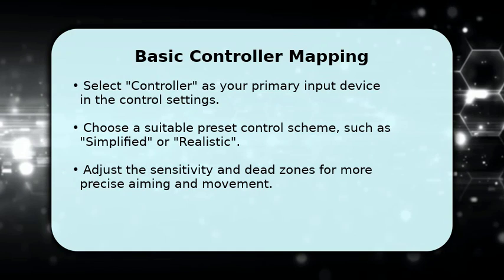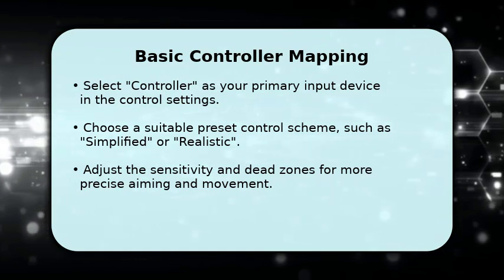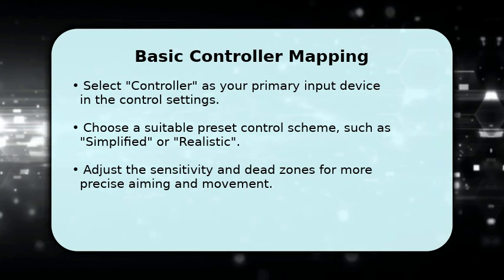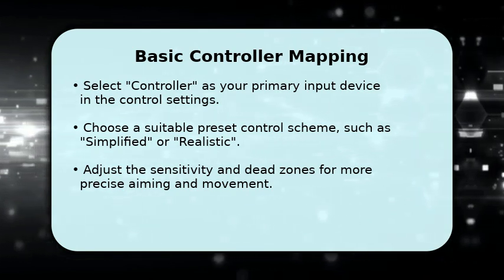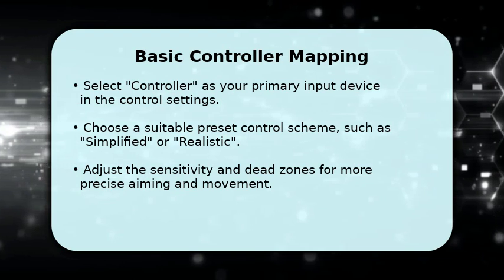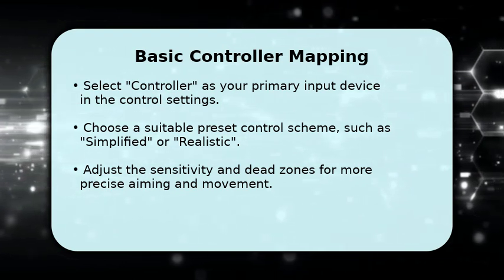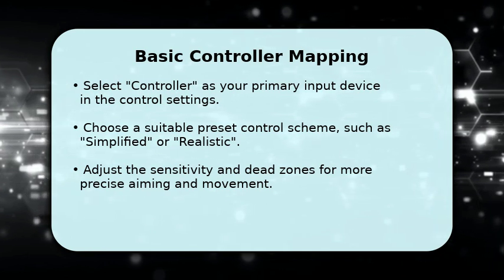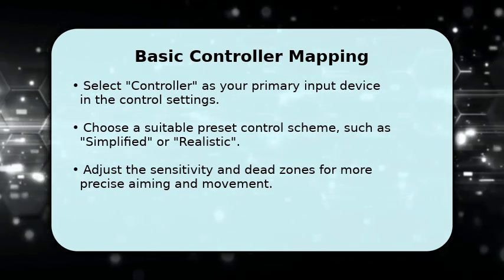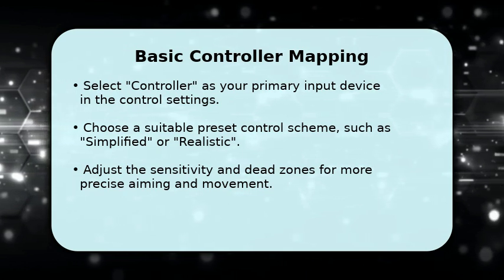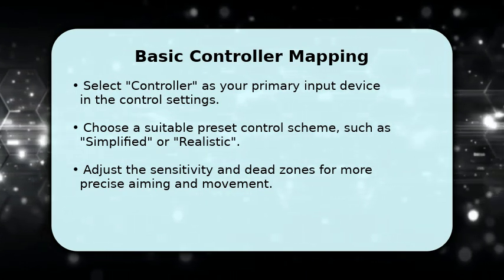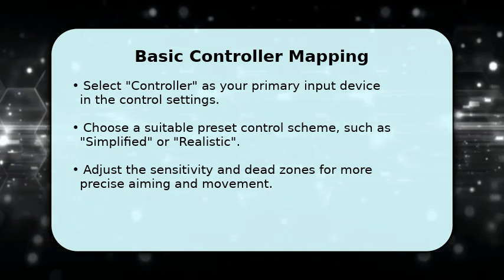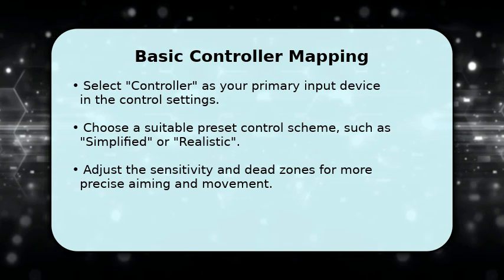Now that your controller is recognized, the next step is to configure the basic mapping. In the Controls section, make sure to select Controller as your active input device. War Thunder offers several preset control schemes, like Simplified or Realistic, which provide a good starting point. Choose one that best suits your initial comfort level. Additionally, take a moment to adjust the sensitivity and dead zones. These settings are vital for achieving precise aiming and smooth vehicle movement, giving you better control over your gameplay.